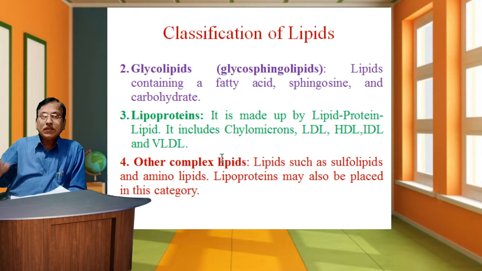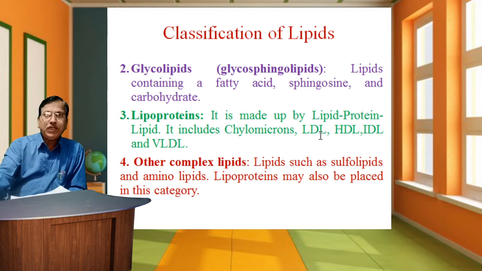Next are the glycolipids, also called glycosphingolipids. These are lipids containing fatty acid, sphingosine and carbohydrates. Examples in the glycolipids are cerebrosides and gangliosides. Next, third, are the lipoproteins. The name lipoprotein is made up of lipid, protein, lipid. They include chylomicrons, LDL, low density lipoprotein, HDL, high density lipoprotein, IDL, and VLDL. These lipoproteins are most important in the formation of the cell wall and plasma membrane.